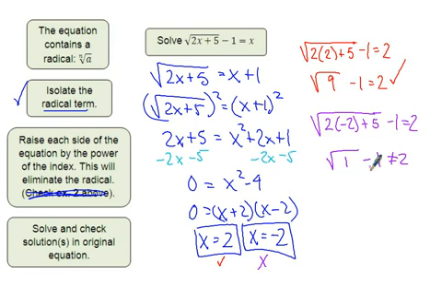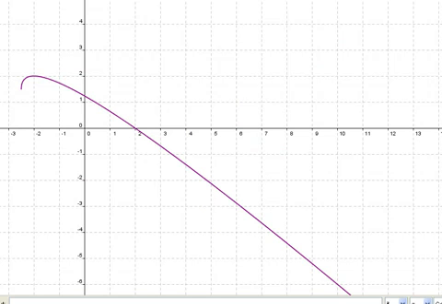And what I'll do is show you a graph of this function and what it looks like. Now if you take a look at this function, you can see that it only crosses the x-axis at positive 2. It doesn't cross at negative 2, right? So we only have one solution.